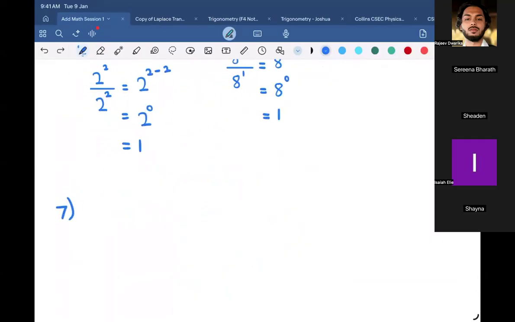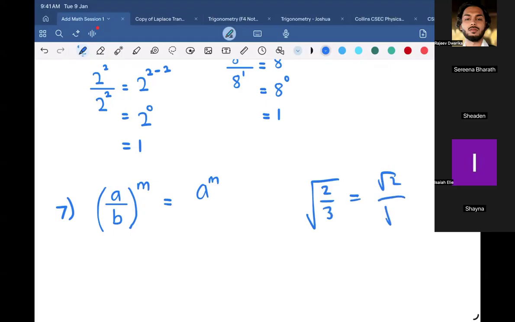Let me see if I can figure this out, right? If I have A over B, to the power M, what do you all think that would be equal to? Let me hear some suggestions. A to the power of m over b to the power of m. Right. This is real similar to, like, if you had the square root of 2 over 3, I could write that as root 2 over root 3.